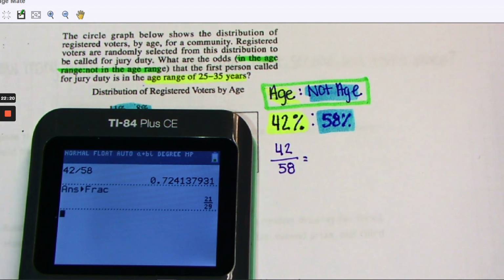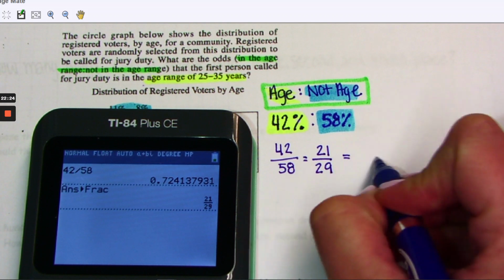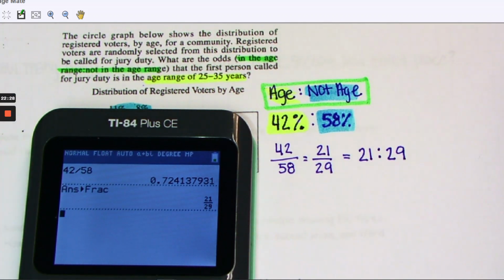We'll change it to a fraction, 21 over 29, and then you would just put it back in the ratio. So whenever you're working with ratios and fractions, the first number in the ratio is always the numerator of the fraction. So it might give you probability in terms of a ratio.